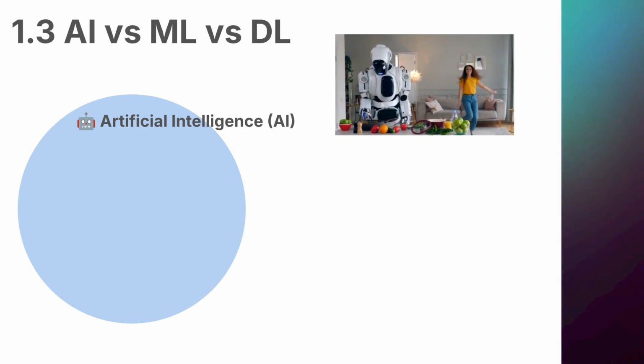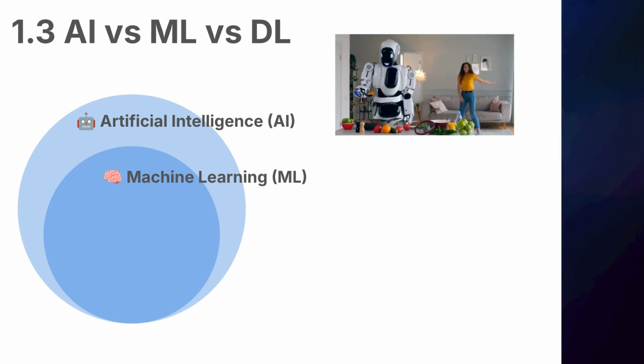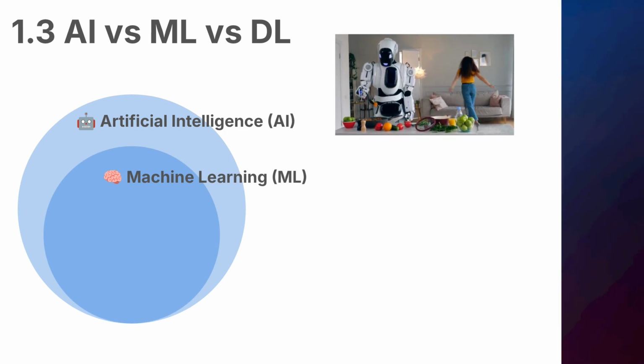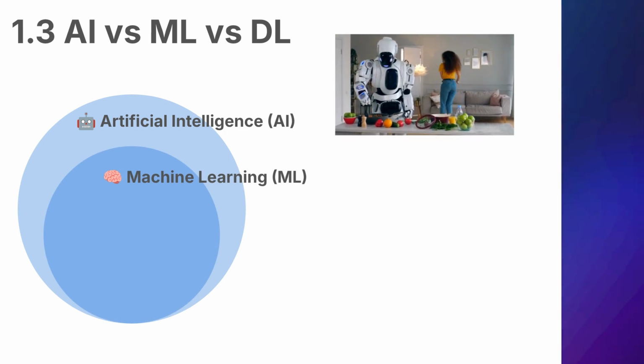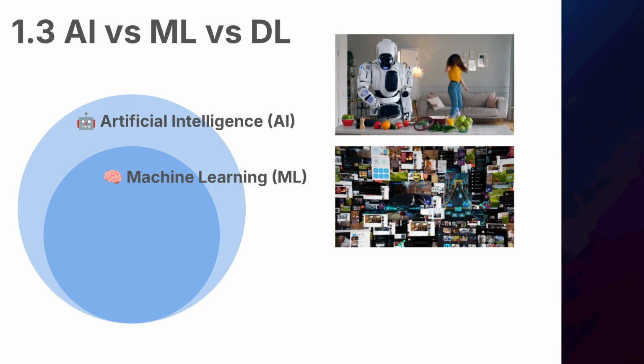As we learned earlier, machine learning is a subset of AI. It focuses on teaching machines to learn from data and improve their performance without being directly programmed. For example, Netflix recommending movies based on what you've watched.